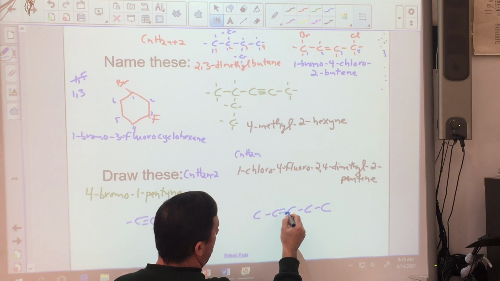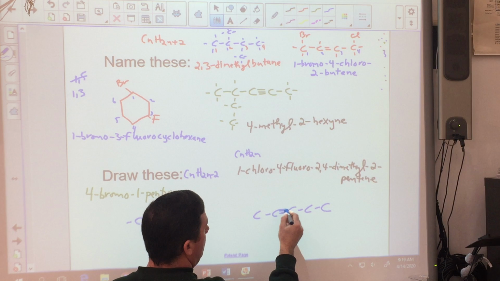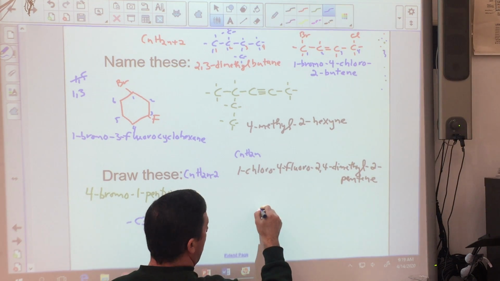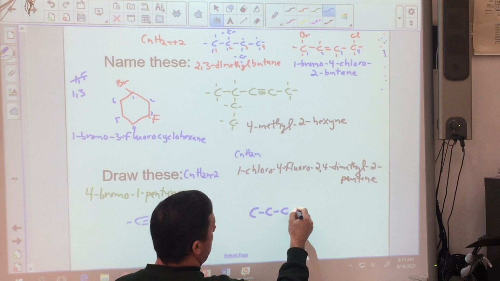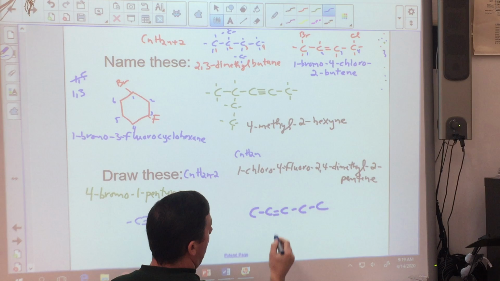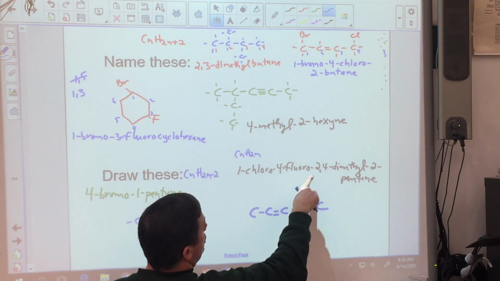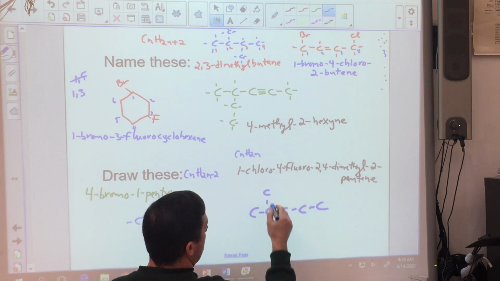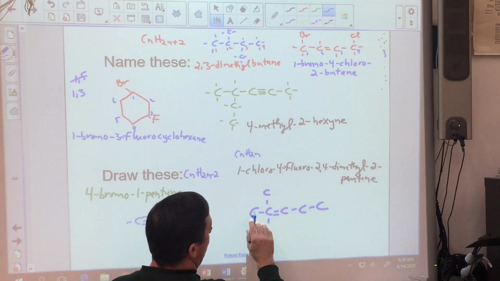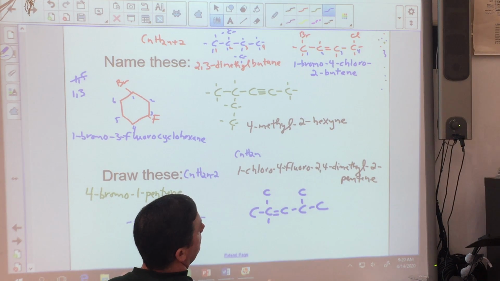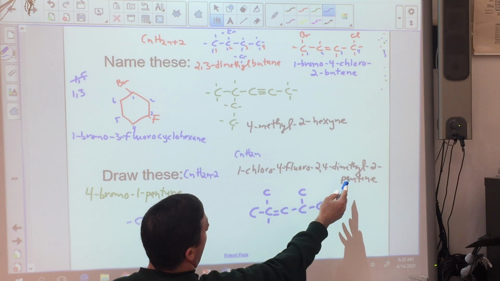So I'm going to put a double bond here. That's a double bond. I'm going to have to erase this because it's a mess. 5 carbons. 1, 2, 3, 4, 5. Number 2, I'm going to put a double bond. Good. 2,4-dimethyl. So here's carbon number 2. Here's a methyl group. 1, 2, 3, 4. Here's another methyl group. So that part's taken care of.